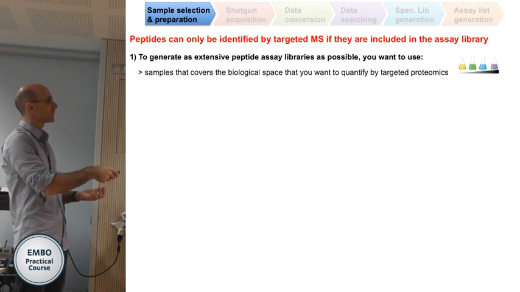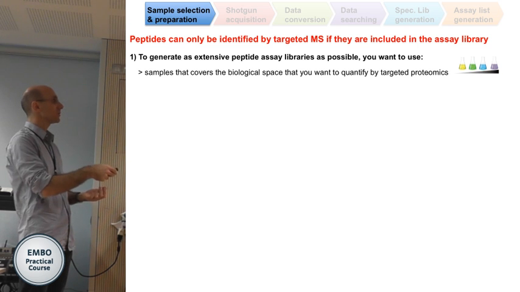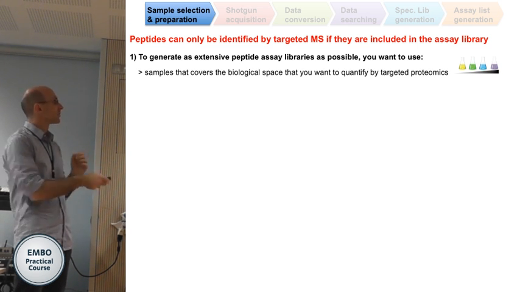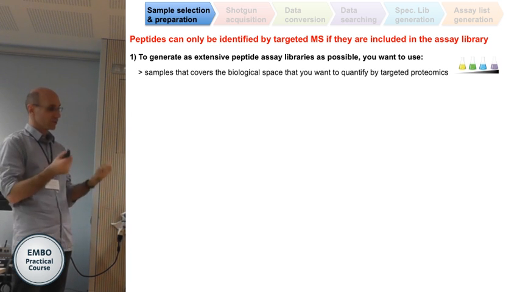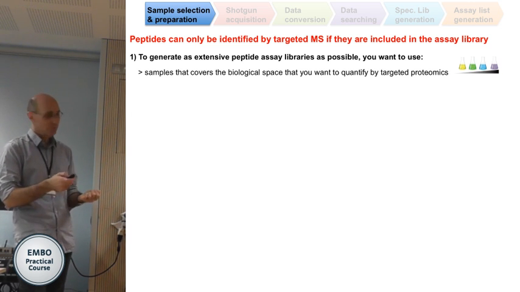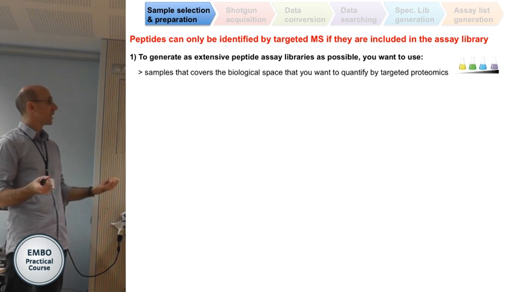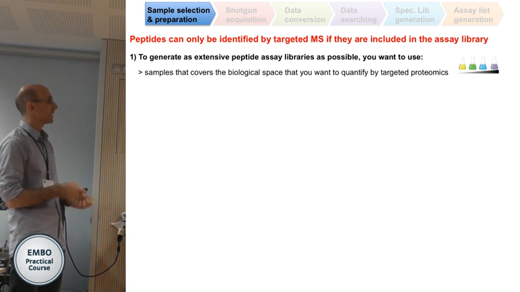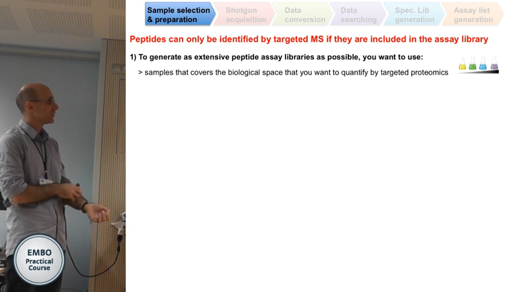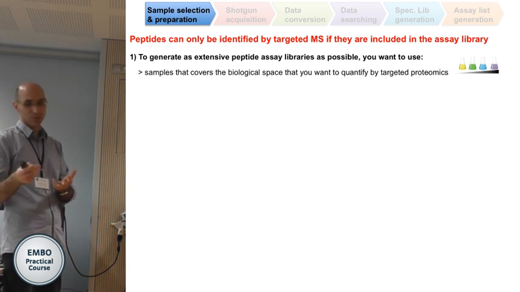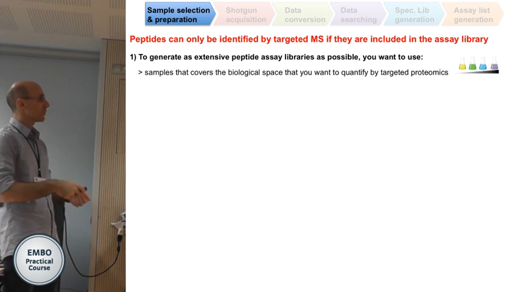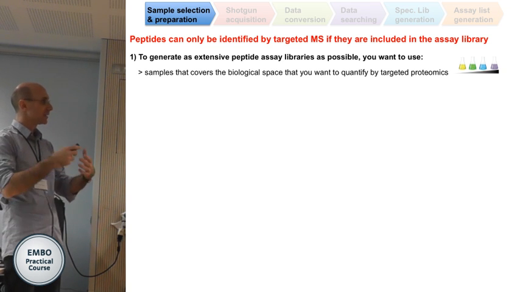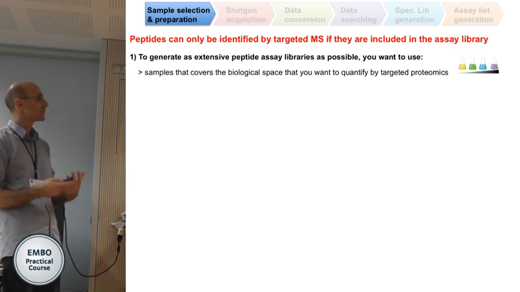So if you have a protein which is only expressed in late time points, you also need to make a library of the first and of the late time points, etc. So you want the samples for which you make the library to cover the entire biological space that you want to quantify by targeted proteomics. If you're missing the late time points in your shotgun library, you're also likely to miss the proteins which are expressed there. So when you acquire your library, acquire it in as many representative biological samples as you have for your own experiments.